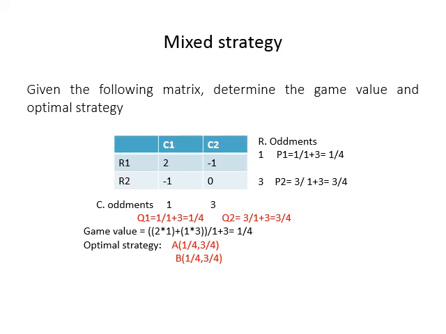Example 1. Given the following matrix, determine the game value and optimal strategy. Sorry, this is not an averaging example. This is the next strategy.